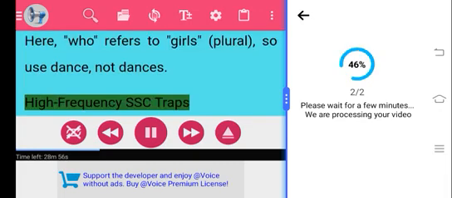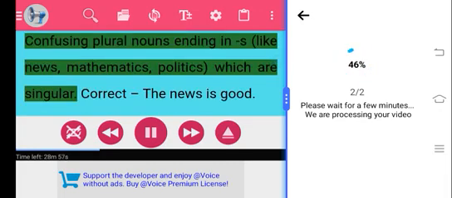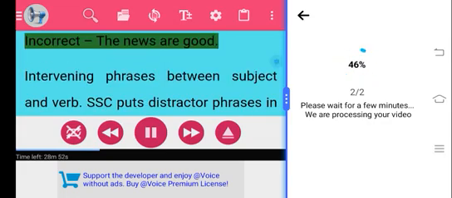High frequency SSC traps. Confusing plural nouns ending in "s" like news, mathematics, politics, which are singular. Correct: the news is good. Incorrect: the news are good.